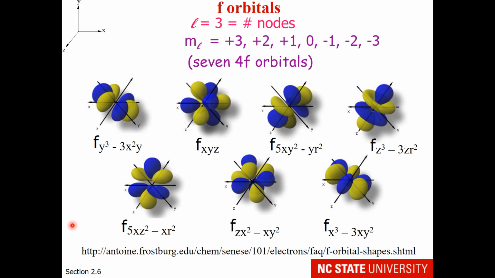Every semester, someone asks me, what do the f orbitals look like? I'm sorry, I just cannot draw those in PowerPoint, so I had to take a picture from elsewhere. If L is equal to 3, then we're talking about orbitals with 3 nodes, and M sub L, which ranges from +3 to -3, gives us a set of 7. And here they are, your electron probability regions for the f orbitals.